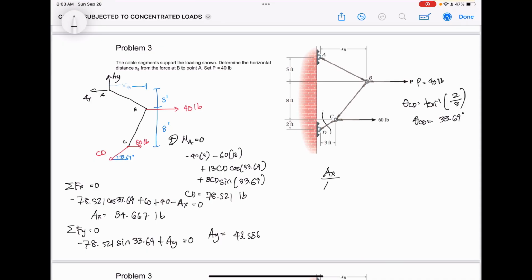So we can do ratio and proportion. AX over AY is equal to X sub B all over 5. 34.667 all over 43.556 is equal to XB all over 5. XB is equal to 3.980 feet. So, yan. Kuha na.